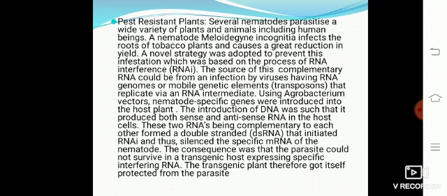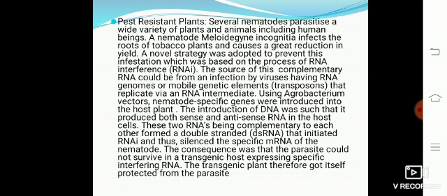the nematode specific genes were introduced into the host plant. The introduction of DNA was such that it produces both sense and antisense RNA. It means this DNA of nematode is producing sense and antisense RNA in the host cells. These two RNAs, being complementary to each other, form a double-stranded RNA that initiates RNA interference and silences the RNA of the nematode. Hence, the parasite could not survive in the transgenic plant.